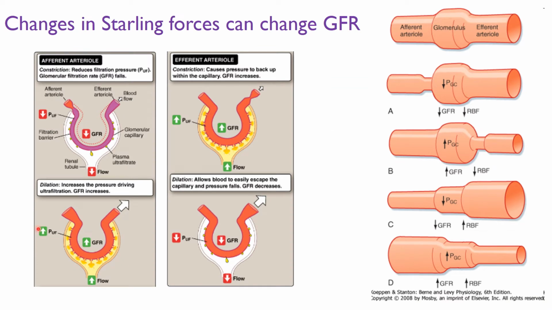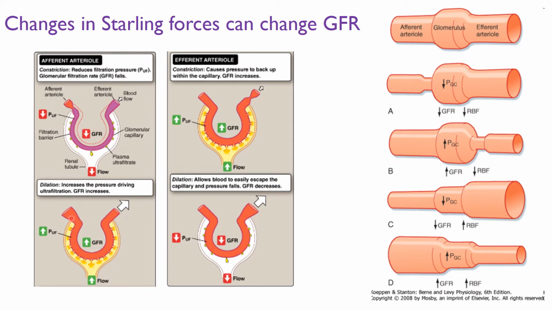So changing Starling forces within the glomerular capillaries can influence glomerular filtration rate. And the way that you can change Starling forces is by regulating either upstream or downstream, either within the afferent arteriole or the efferent arteriole. So in this image over here on the left, this is depicting either constricting or dilating the afferent arteriole. If you constrict, you squeeze that afferent arteriole before you get to the glomerulus, then you're going to cut off a bunch of fluid that would otherwise enter in there. The hydrostatic pressure within the glomerular capillaries would go down. If hydrostatic pressure in the glomerular capillaries goes down, GFR falls.